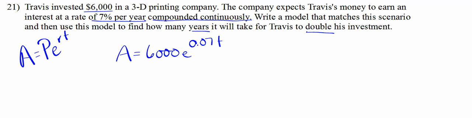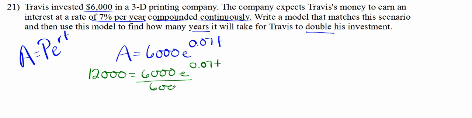That's the first question. The next question is, how long will it take to double? There's a couple ways you can think about this. Hopefully you'll start to see this pattern, and I'll just show you the pattern. What is double 6,000? It's 12,000. So that's the amount we want to end with. We want to end with 12,000.